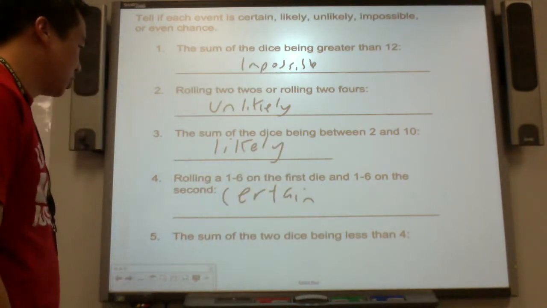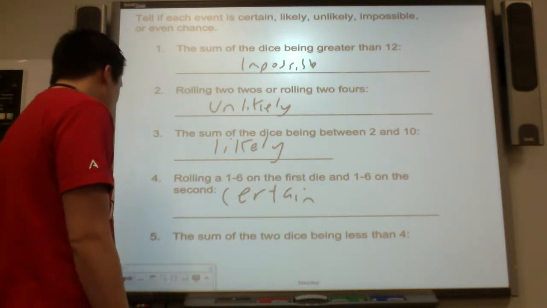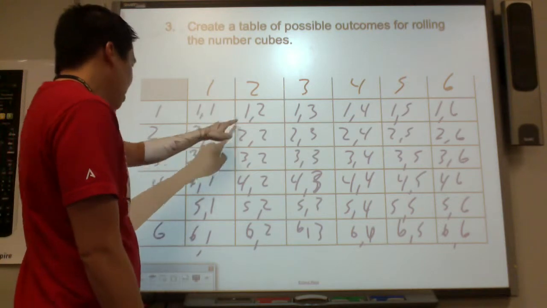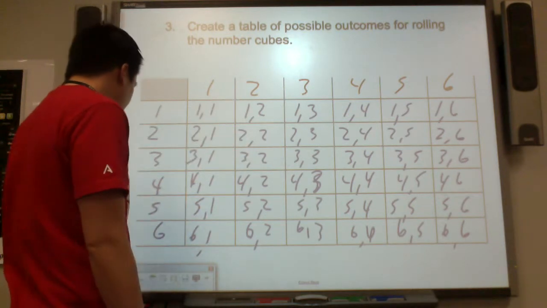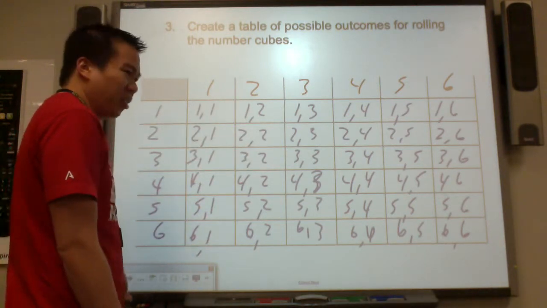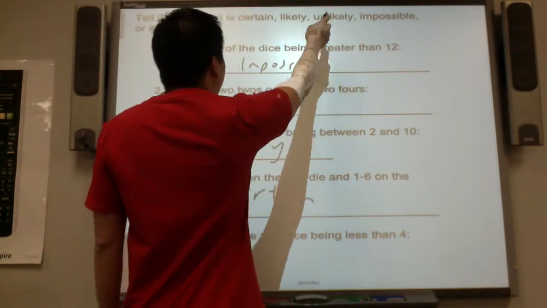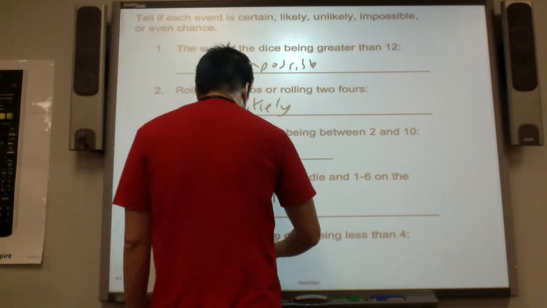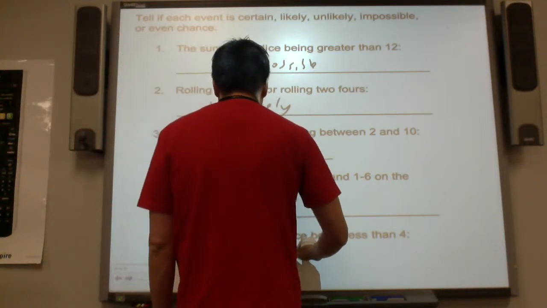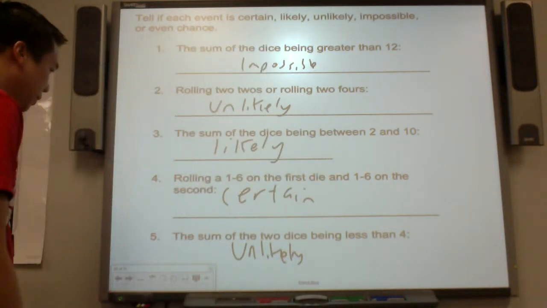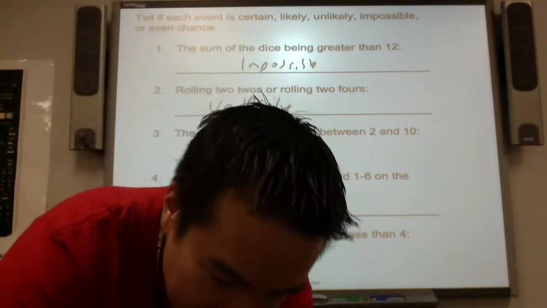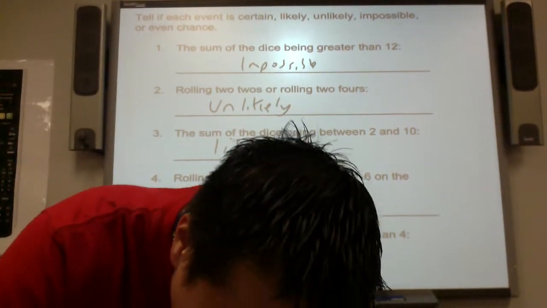The sum of the two dice being less than 4. There's only 3 of them. That's very few of them. It's going to be hard to get that. So not impossible, but pretty much unlikely. So let's keep on going.